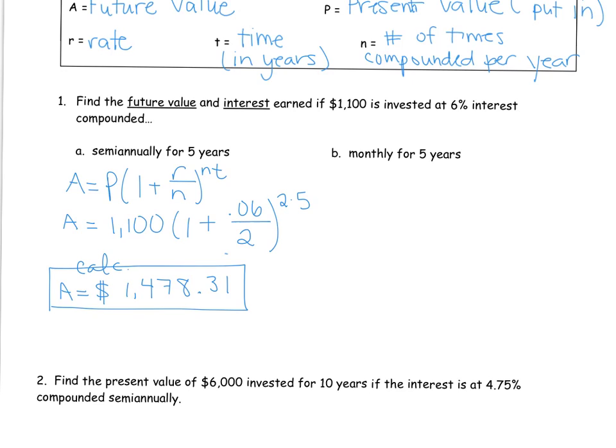Never, ever, ever round until you are at the very end. Otherwise, you are going to have an answer that is a little bit off. That's called intermediate rounding, and we do not do that. You only round at the end.